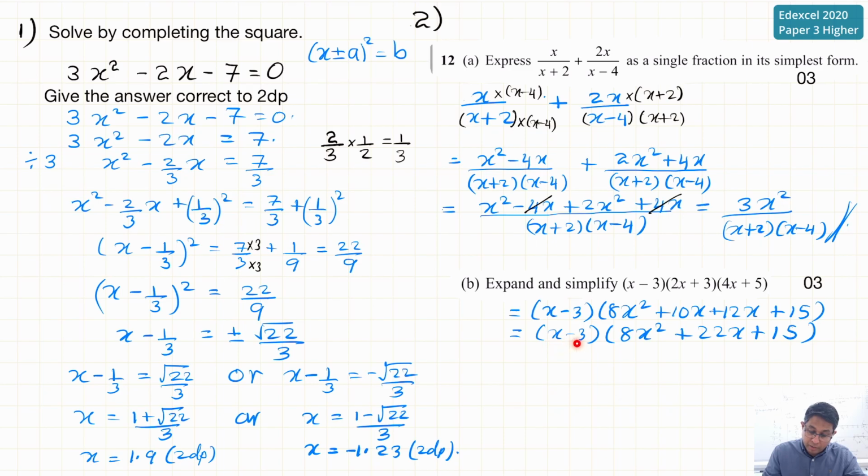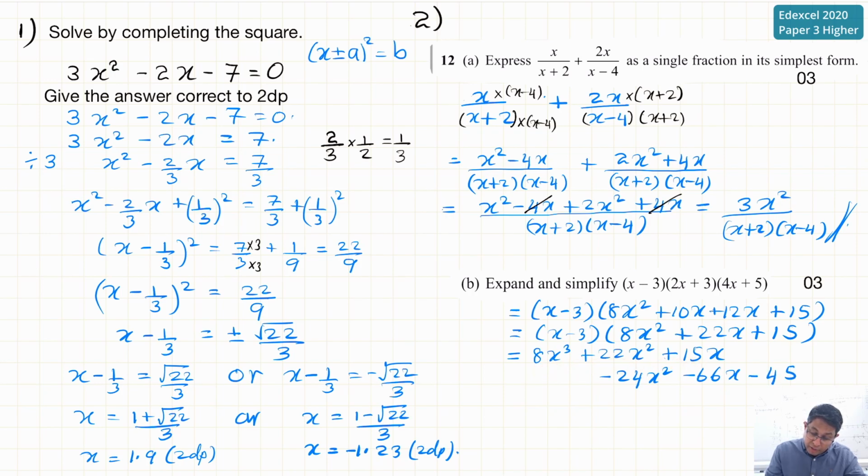Now you can expand these two brackets. First times each of these terms by plus x. 8x squared times x is 8x cubed. 22x times x, 22x squared. 15 times x, plus 15x. Now you can times each of these terms by minus 3. Minus 3 times 8x squared, minus 24x squared. Minus 3 times 22x, that's minus 66x. Minus 3 times plus 15, that's minus 45.